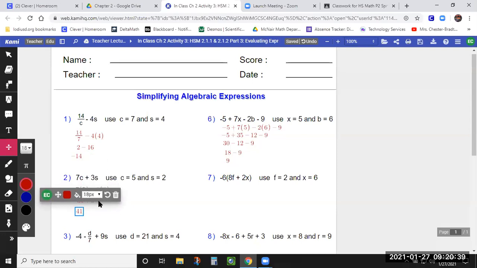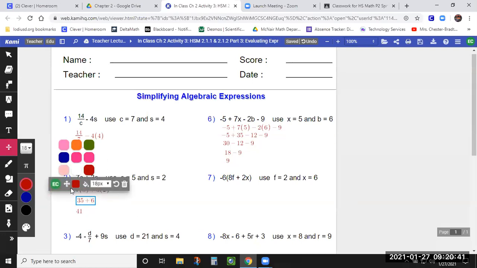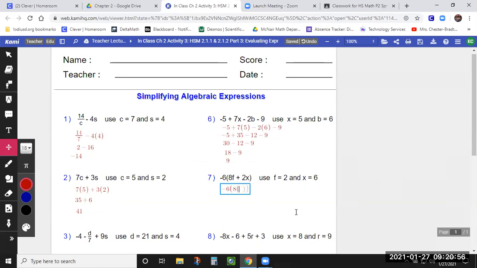Ooh, the next one is a little more complicated. Let's go do it though. First step, we put in what the F stands for and what the X stands for. The -6 stays, the parentheses stays, the 8 stays, and in parentheses, we put what F is worth. What is F worth? 2, okay? And then it says plus 2, and then we put in what the X is worth.